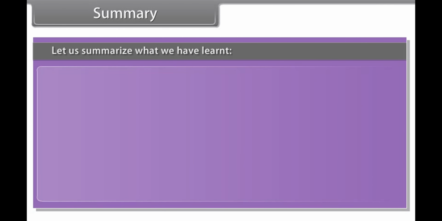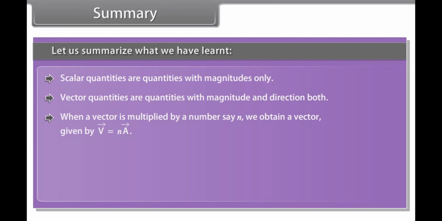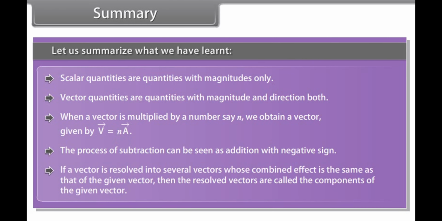Summary. Let us summarize what we have learnt. Scalar quantities are quantities with magnitudes only. Vector quantities are quantities with magnitude and direction both. When a vector A is multiplied by a number say n, we obtain a vector v given by v vector equal to n times A vector. The process of subtraction can be seen as addition with negative sign. If a vector is resolved into several vectors whose combined effect is same as that of the given vector, then the resolved vectors are called the components of the given vector.